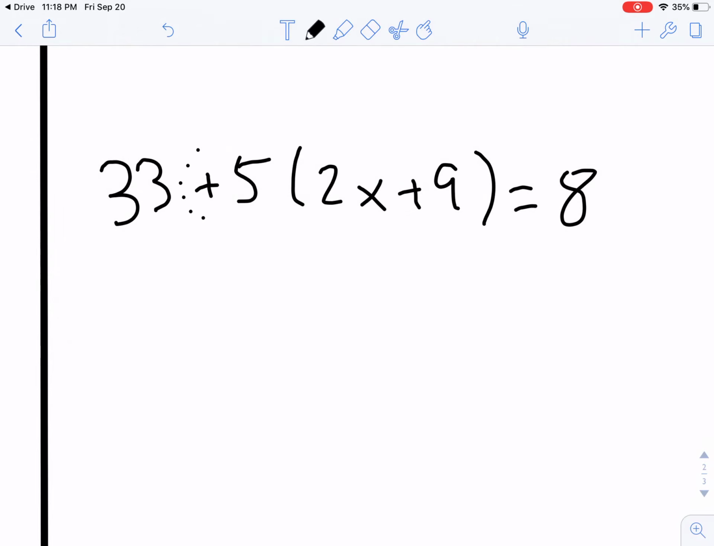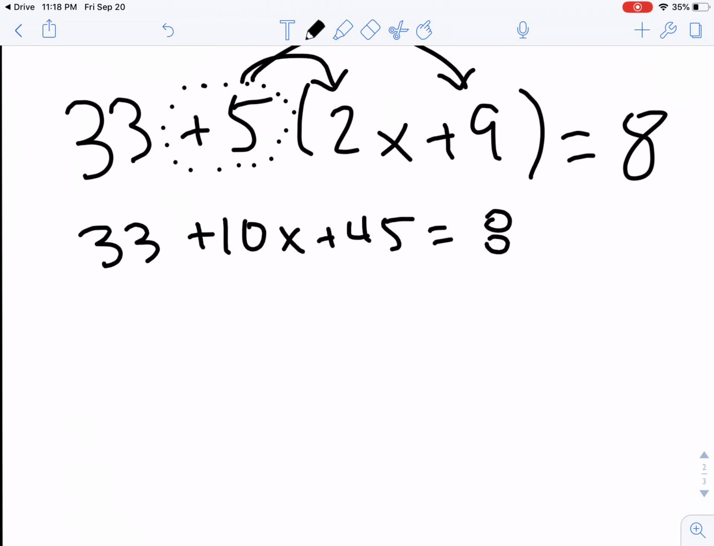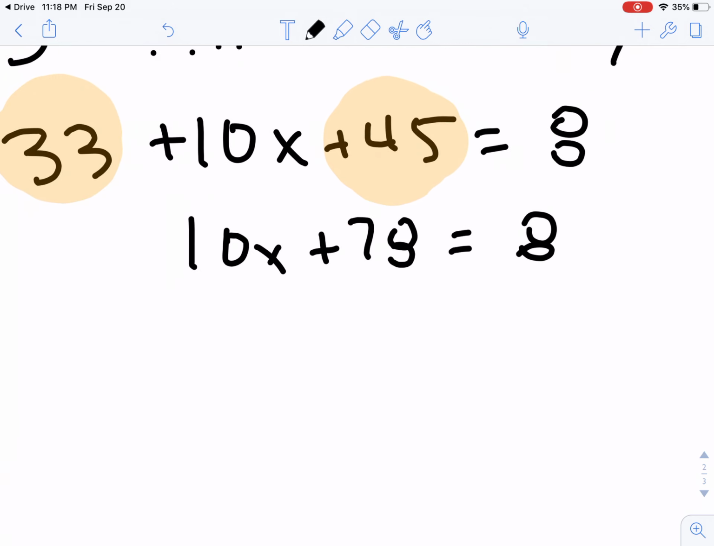First thing we need to do is distribute. So we have 33 plus 10x. 5 times 2x is 10x. 5 times 9 is plus 45 equals 8. Let's combine like terms. We can combine 33 and 45. So 10x plus 78 equals 8. Now we're trying to get the units on the other side, so minus 78.